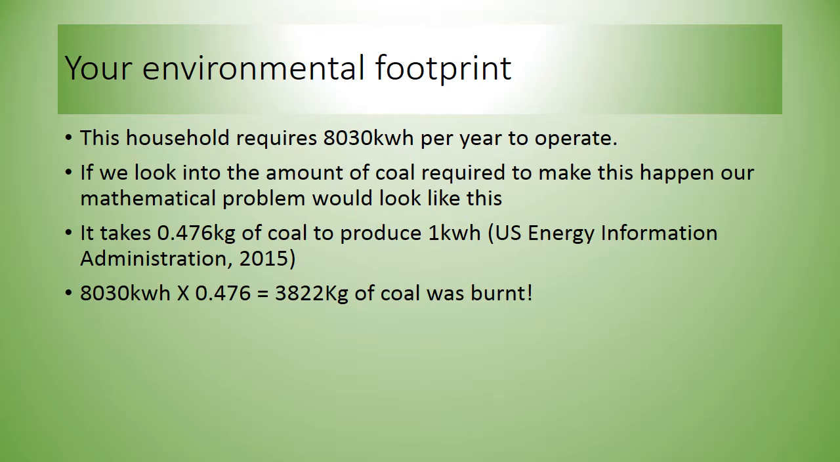Our environmental footprint. This household requires 8,030 kilowatt hours per year to operate. If we look into the amount of coal required to make this happen, our mathematical problem would look like this. It takes 0.476 kilos of coal to produce 1 kilowatt hour, and this is according to the US Energy Information Administration. So our mathematics problem would look like this: 8,030 kilowatt hours times 0.476, which gives us 3,822 kilos of coal which was burnt.